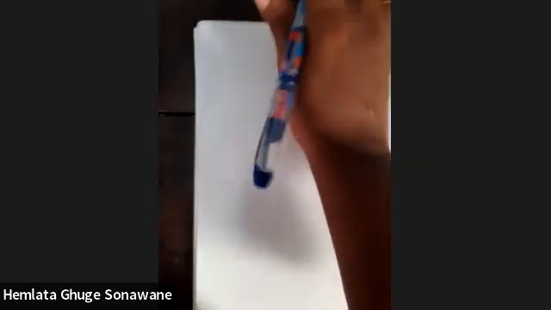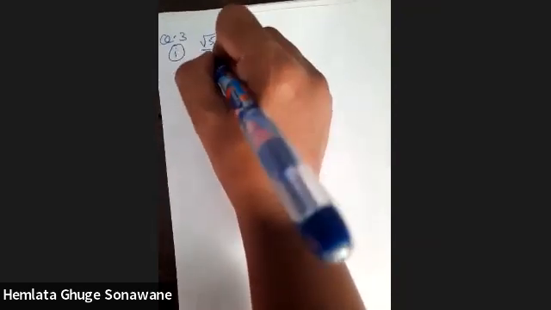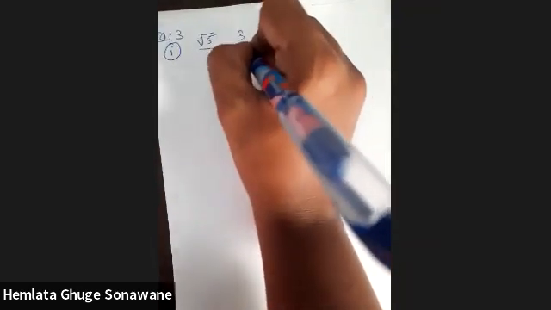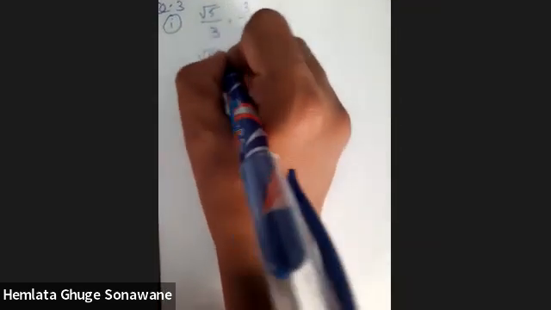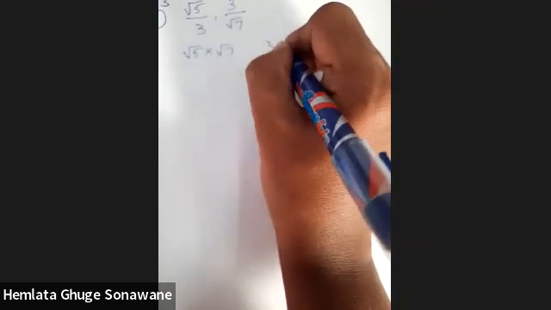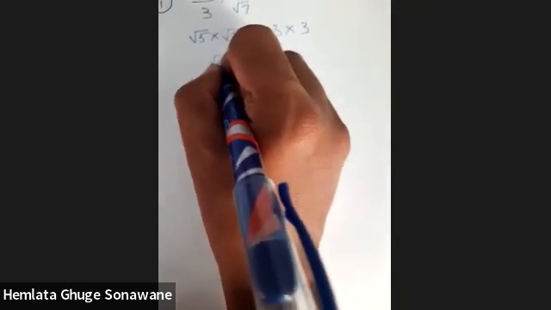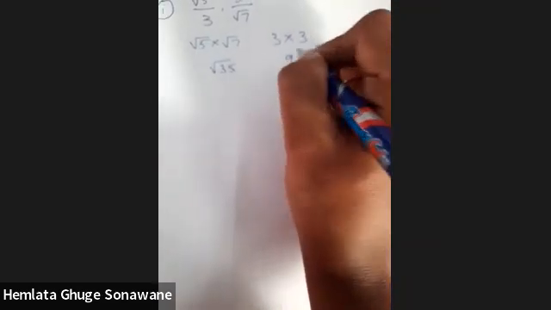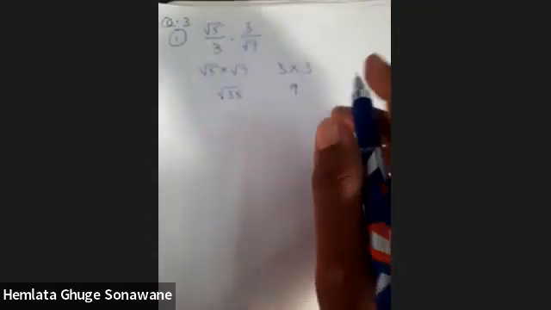We'll take question number 3 of practice set 4.2. First, compare the following pairs of ratios. Under root 5 upon 3 and 3 upon under root 7. We'll do cross multiplication here. Under root 5 into under root 7 and 3 into 3. 7 5s are 35. 3 3s are 9. We'll take it into the under root so that we can find out which number is bigger.